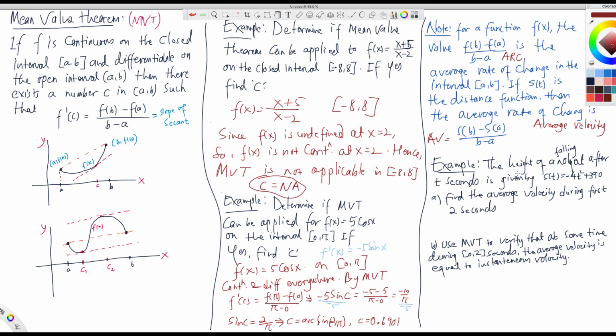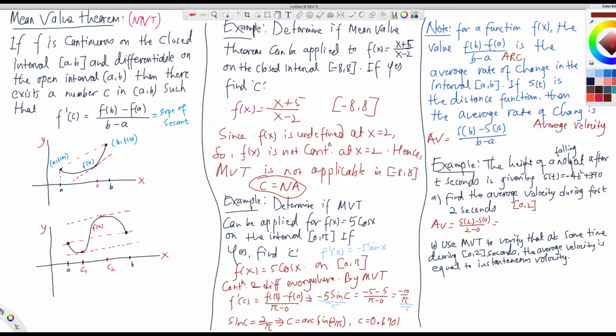So let's do this example. The height of a falling object after t seconds is given by s of t equals -4t squared plus 390. Question A says: find the average velocity during the first 2 seconds. So what is the formula for average velocity? The first 2 seconds means 0 to 2, right? So what I do is s of 2 minus s of 0 over 2 minus 0, right? What will be s of 2? You just replace t by 2.